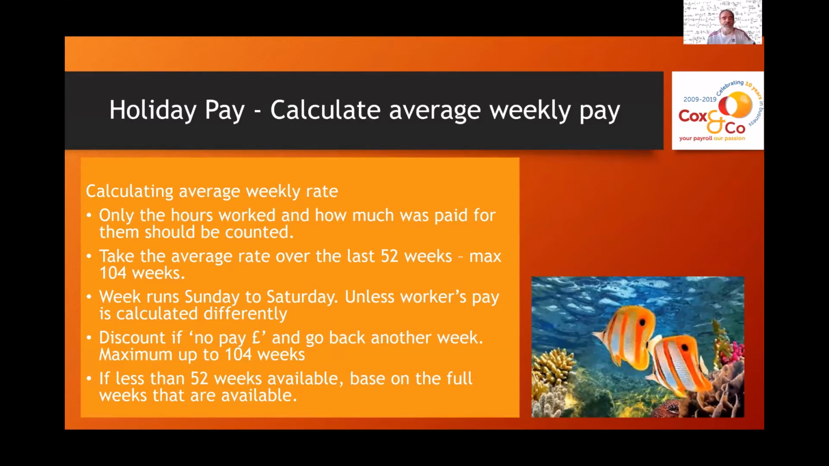The one ray of sunshine within the legislation is that the most you'll ever have to look back is 104 weeks. So you don't have to look back 6 years for someone who's been with you 6 years, which is a positive bonus. But you do have to look back 104 weeks if you can't get 52 clean weeks within that 104 week time frame. You've got to keep going back until you get 52 clean weeks where an employee's been paid for work they've carried out. So that's a difficult task.